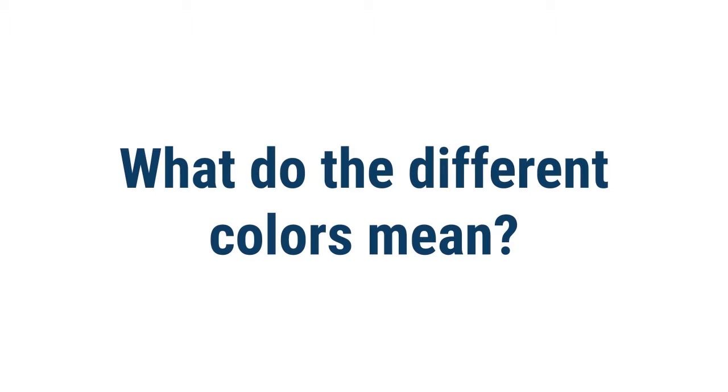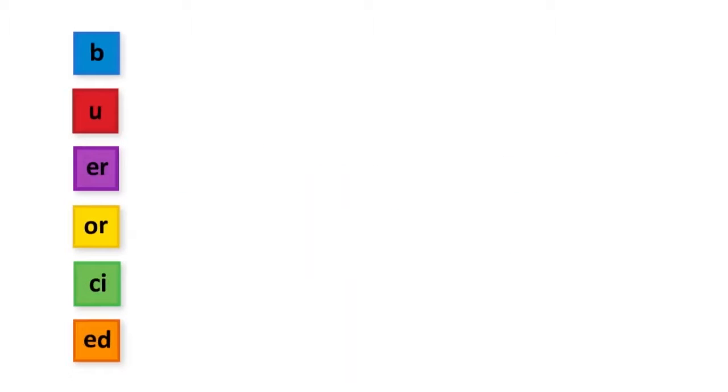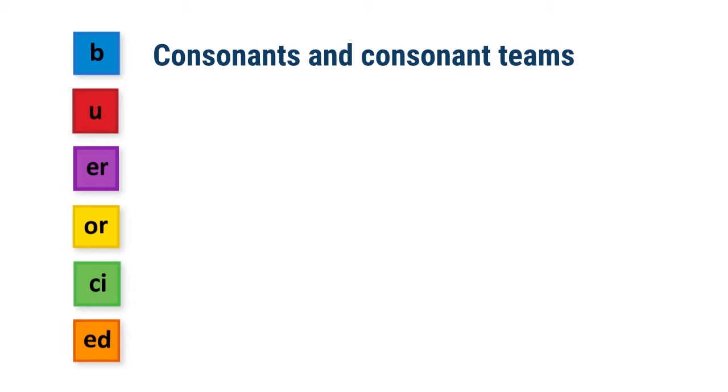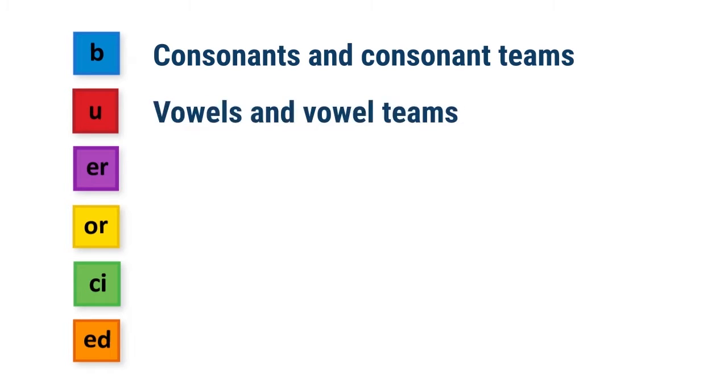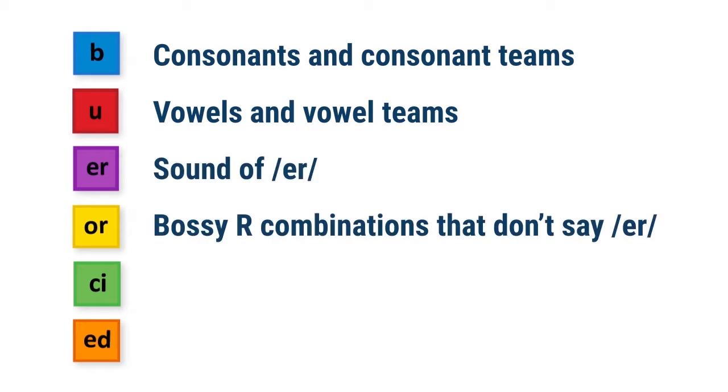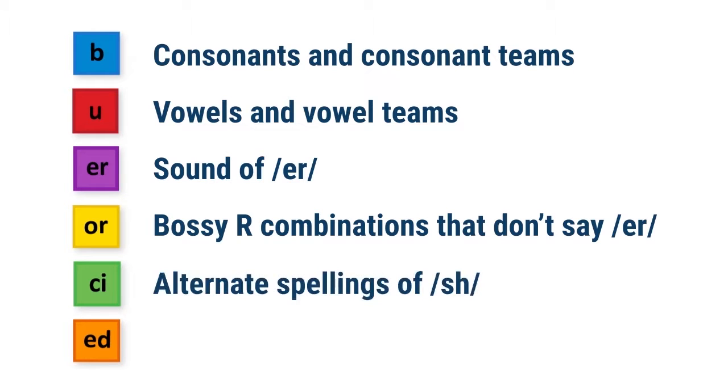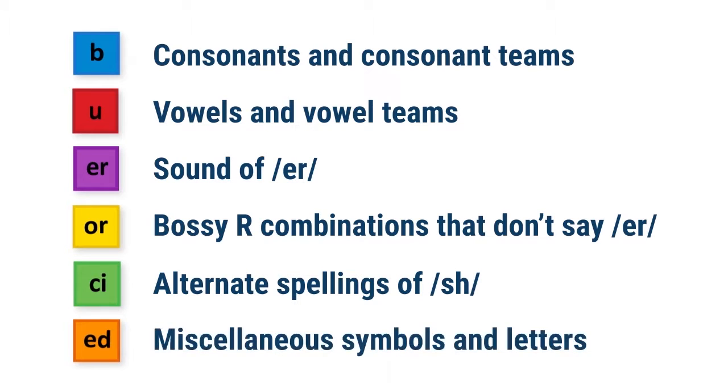Here are answers to questions you may have about letter tiles. What do the different colors mean? Here's a guide. Blue tiles are for consonants and consonant teams. Red tiles are vowels and vowel teams. Purple tiles are for the sound of Yellow tiles are for bossy R combinations that don't say Green tiles are for alternate spellings of sh, ti, ci, si. Orange tiles are for miscellaneous symbols and letters. Don't worry if these don't make sense to you. You'll learn more about each category when you get to it in the lessons.